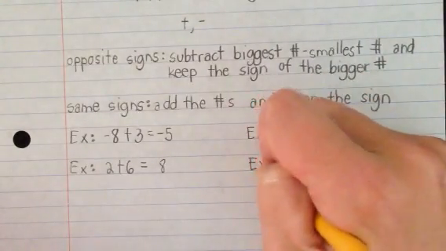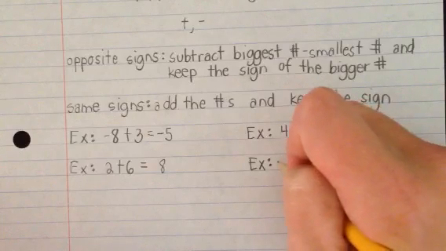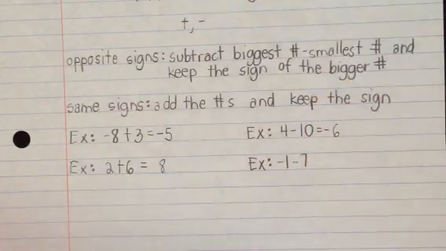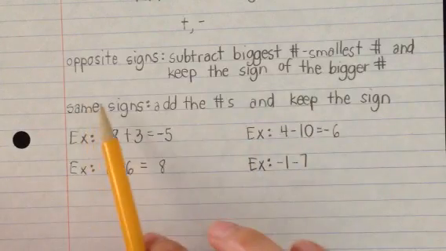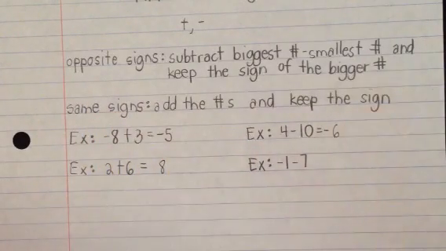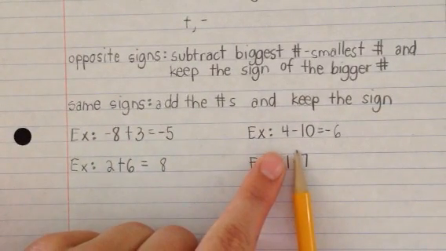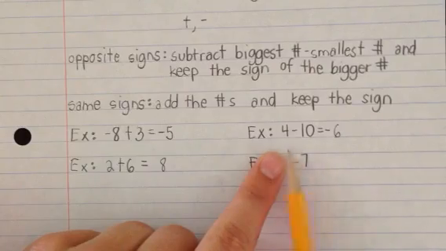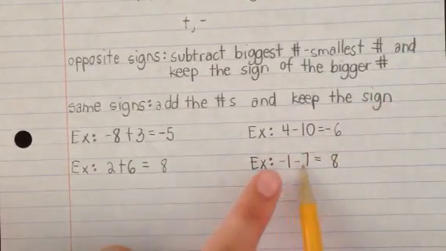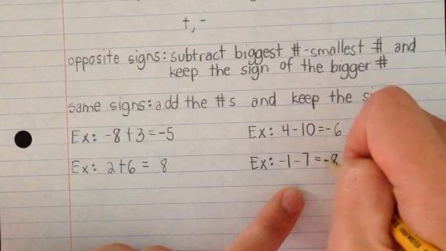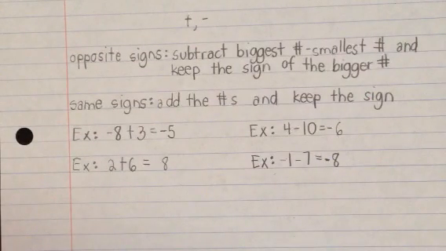Alright, next example. We've got -1 minus 7. Okay, both of those are negative, so that means same sign. So you're going to add the numbers. Just looking at the numbers 1 and 7. 1 plus 7 is 8. And keep the sign. The sign is negative, so that means my answer is going to be -8.